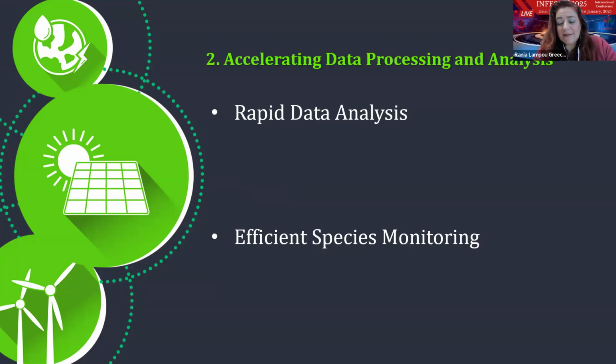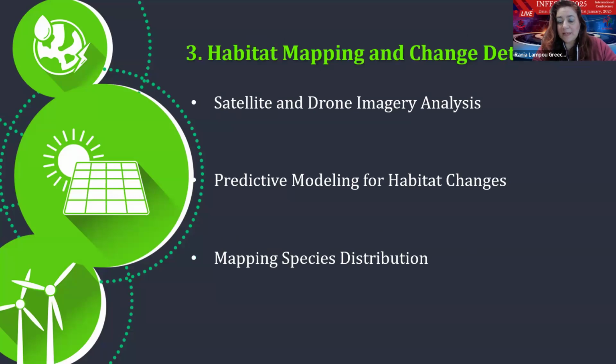now we can accelerate data processing and analysis through rapid data analysis, more efficient species monitoring, and it helps also with habitat mapping and change detection through the satellite and drone image analysis and predictive modeling, because AI can combine environmental data, climate, soil, water, with habitat data to predict how ecosystems might evolve in response to threats like climate change or urbanization or agricultural expansion. And these predictive models can help conservationists identify critical areas at risk and prioritize conservation efforts.